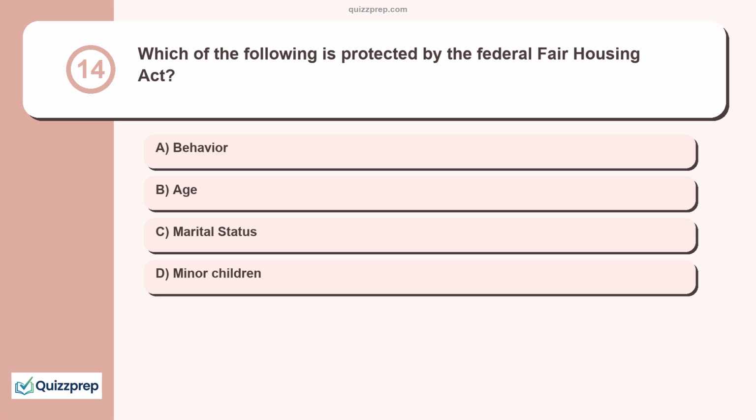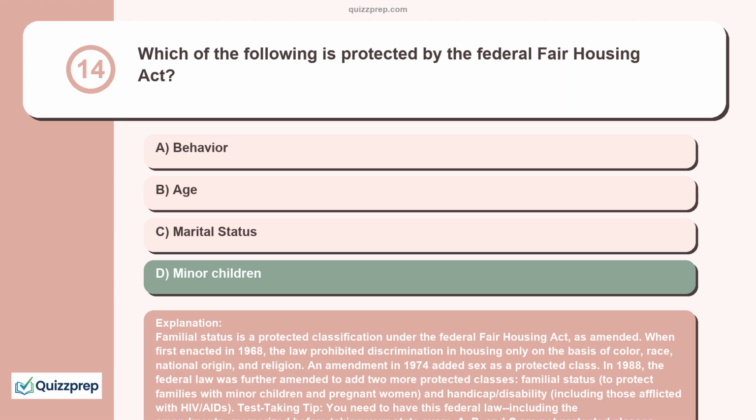Question 14. Which of the following is protected by the Federal Fair Housing Act? Behavior, age, marital status, minor children. Familial status is a protected classification under the Federal Fair Housing Act, as amended.